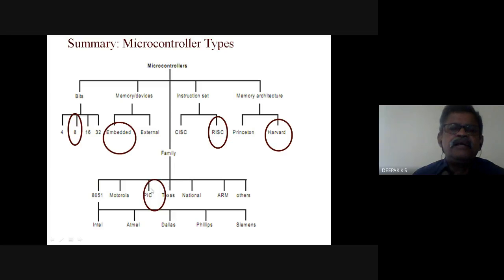So this is in summary regarding the microcontroller. We have the PIC family, 8-bit, RISC and Harvard, with embedded memory. So this is about the introduction and the features.